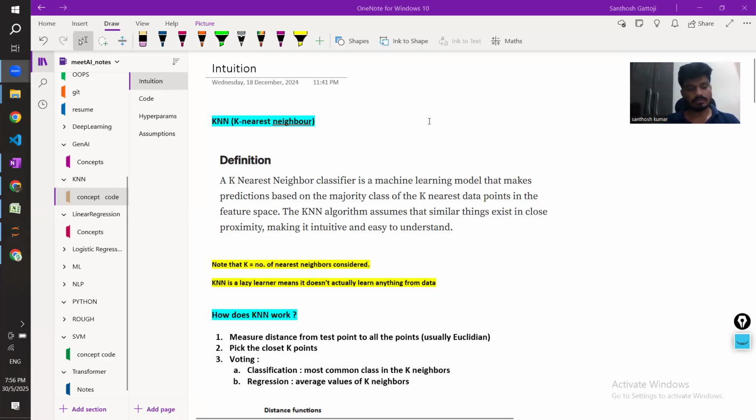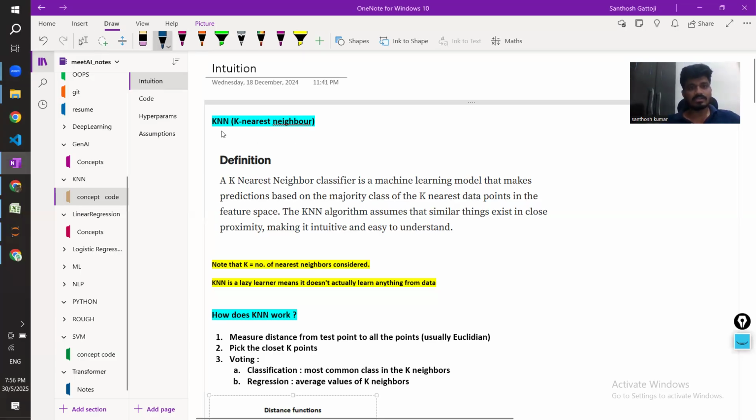Okay, so let's start with our next session in this ML series. In the last session, we concluded SVM. The next model we are going to study is called KNN. KNN is one of the most simple algorithms, I would say. You will see in today's class how simple it is and still how effective it is.